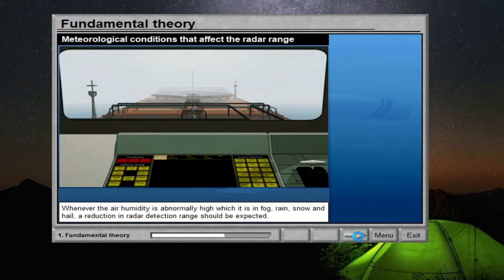Whenever the air humidity is abnormally high, which it is in fog, rain, snow and hail, a reduction in radar detection range should be expected.